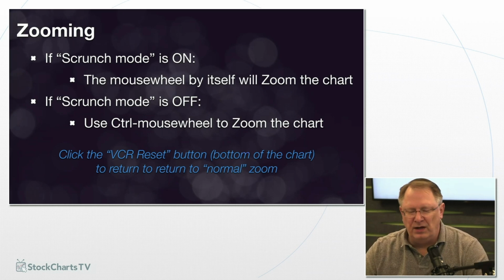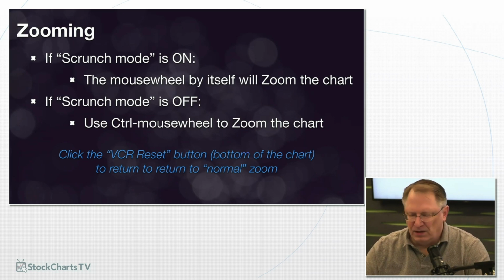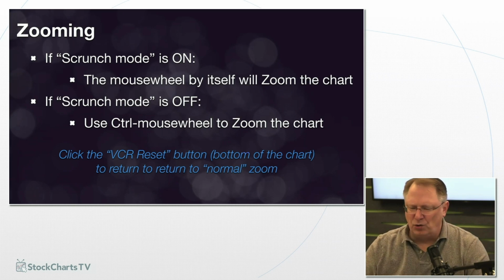But on the other hand, again, if you prefer to have your charts nice and big and see them all the time, then when Scrunch Mode is off, you'd prefer that the mouse wheel move your chart up and down on the screen. And so if that's the case, then you can't use the mouse wheel by itself for zooming. Instead, you have to hold down the control key. So control and mouse wheel will zoom when Scrunch Mode is off. So a little interesting quirk there you have to keep in mind.